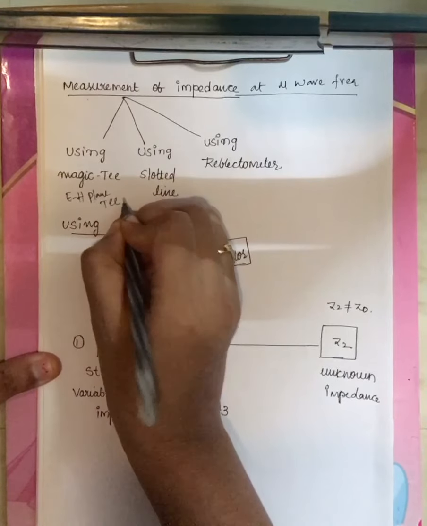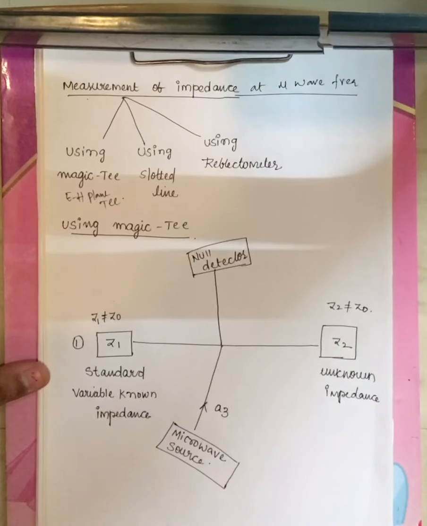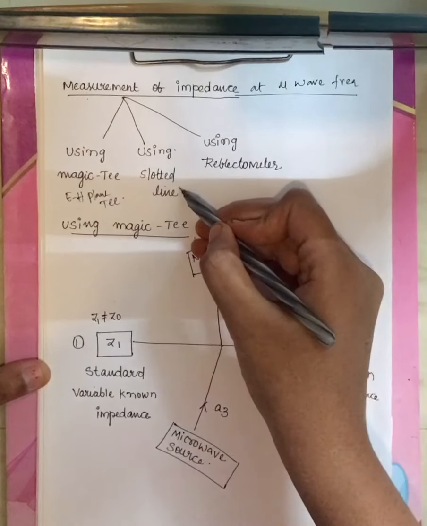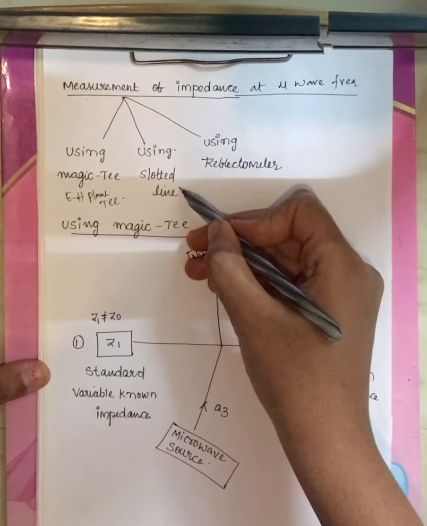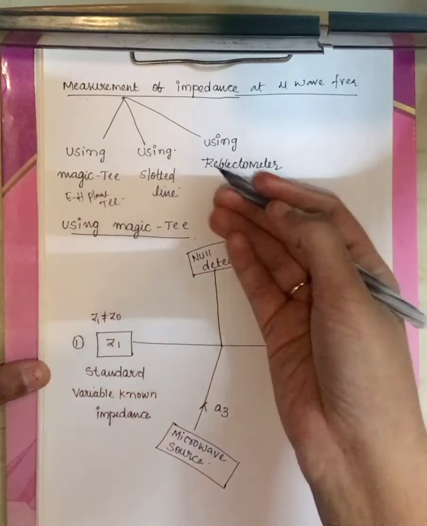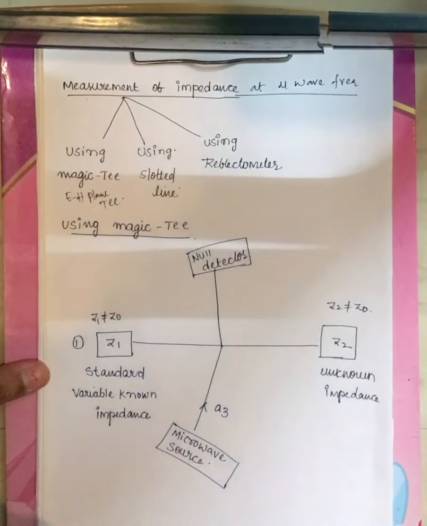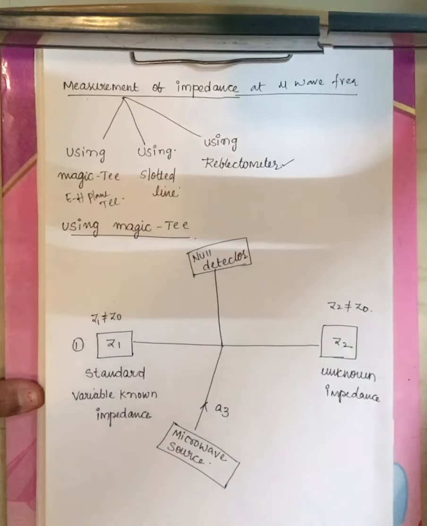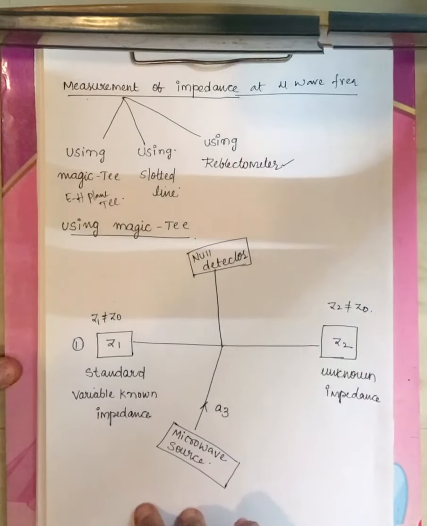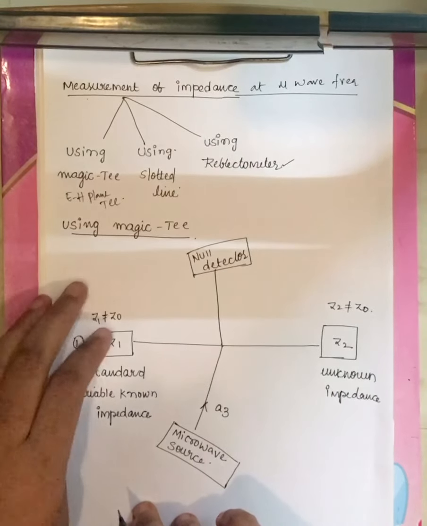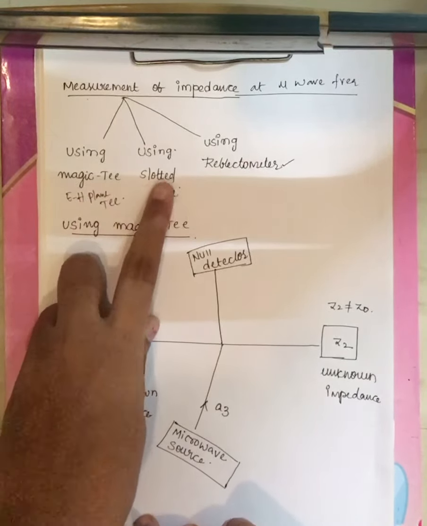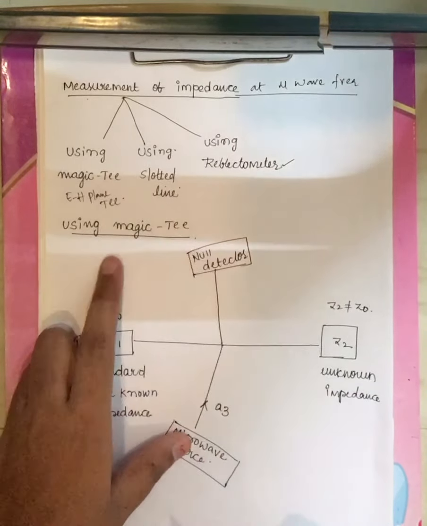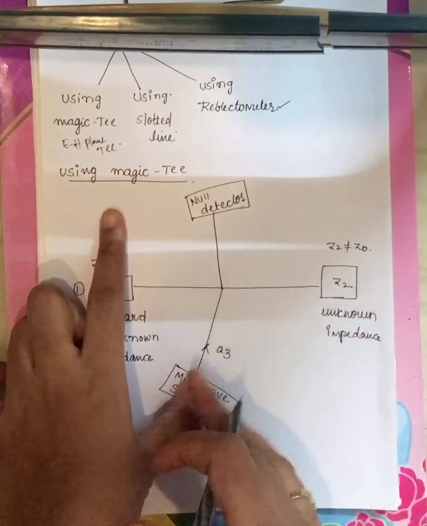We have seen the magic T and its properties in the previous lecture, right? One is using the magic T and another one is using the slotted line. Slotted line is one of the parts of your microwave test bench. Using that slotted line, how impedance is measured at microwave frequency is your second method, right? Now the third method is using a reflectometer, right? So impedance measurement at microwave frequencies can be done in three different ways: magic T, slotted line, and reflectometer, right? Now first see the impedance measurement using the magic T.